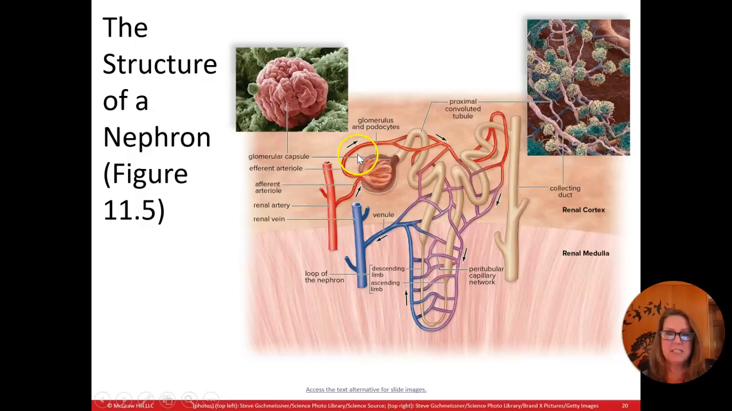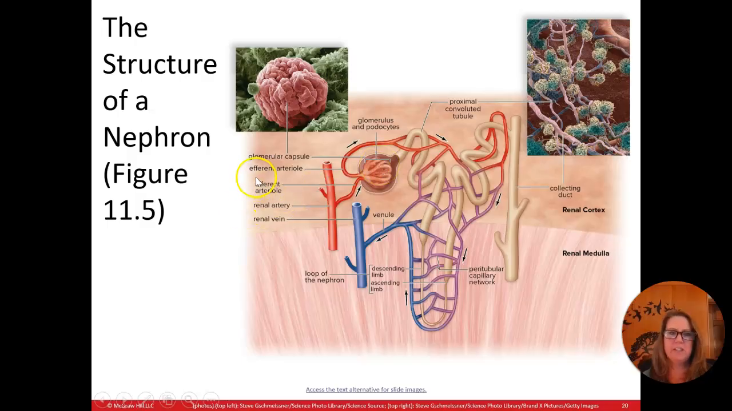The nephron itself contains the glomerulus and glomerular capsule. Then we have the proximal, or the closest convoluted tube to the glomerulus. So this is the proximal convoluted tubule. Then we have this loop. It's called the loop of Henle. This descends, the other side ascends, and then we have what we call the distal convoluted tubule, and finally the collecting duct. You can see here is this arteriole bringing blood into the glomerulus.